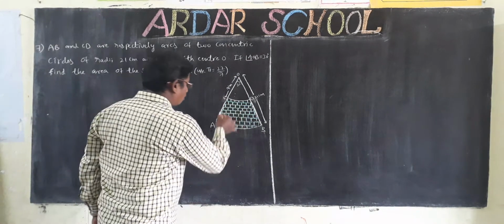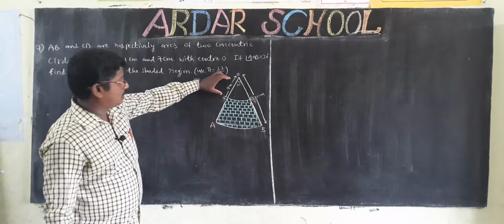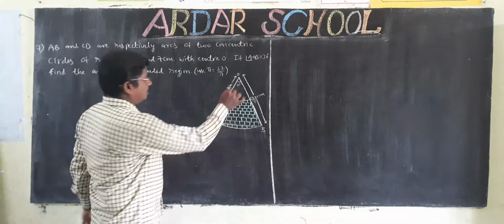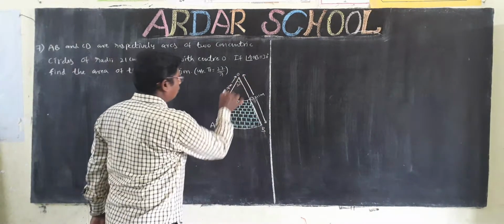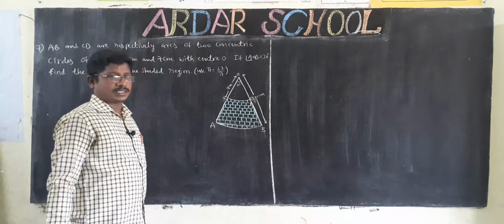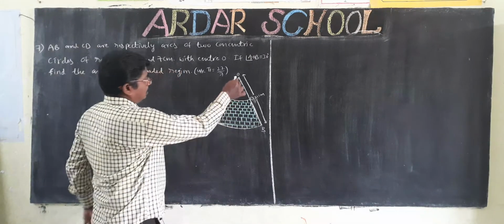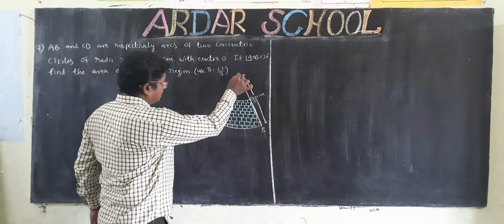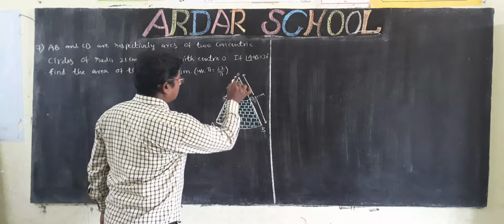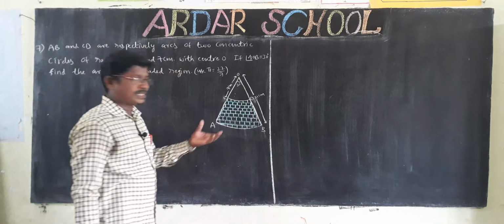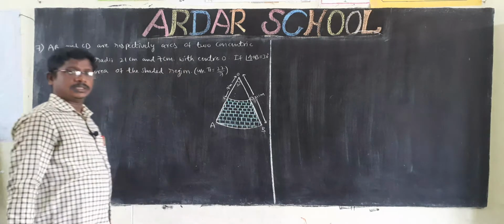Okay, how to find the area of this shaded region? Here two sectors are there. OAB and OCD are two sectors. How to get the area of the shaded region? The area of sector OAB minus the area of sector OCD. These two are sectors. Then we get the area of the shaded region.